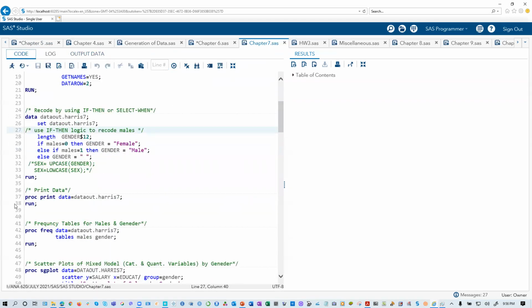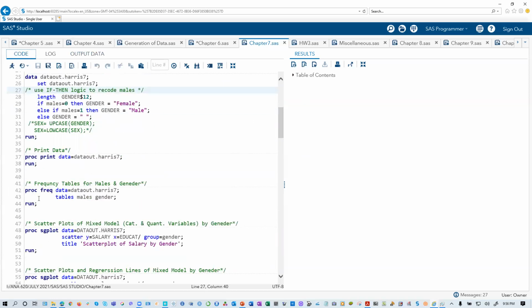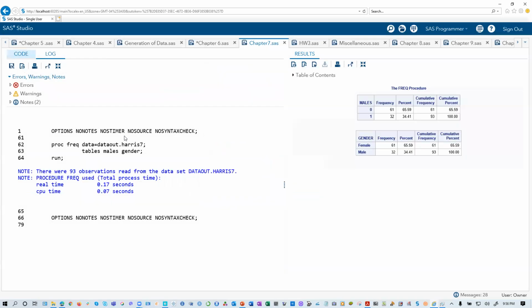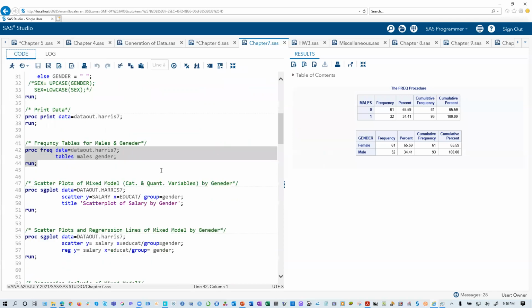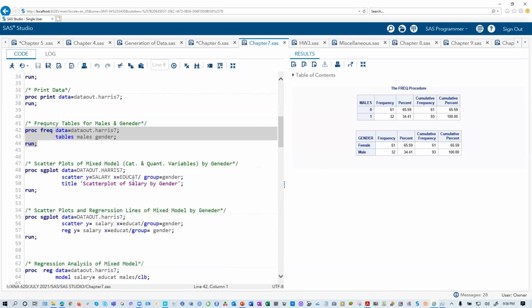So once you do that one, you can print and look into the data. Since we know that, you can get the frequency table. Let's say how many from each group. If you need the frequency table, how many from each group? Female 61 as a percentage, cumulative 61 and 32, males and female. You can get that one, and then you can do the scatter plot.